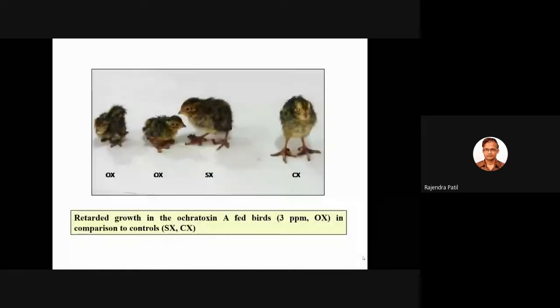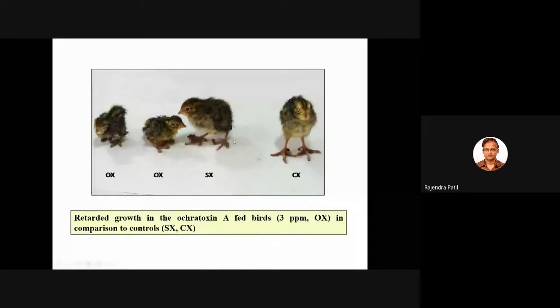So this is a picture from one study where we gave 3 ppm ochratoxin for 21 days in Japanese quail, and we saw retarded growth in the ochratoxin-fed birds. You can see these two birds showing retarded growth, and they look dull and depressed, with ruffled feathers.